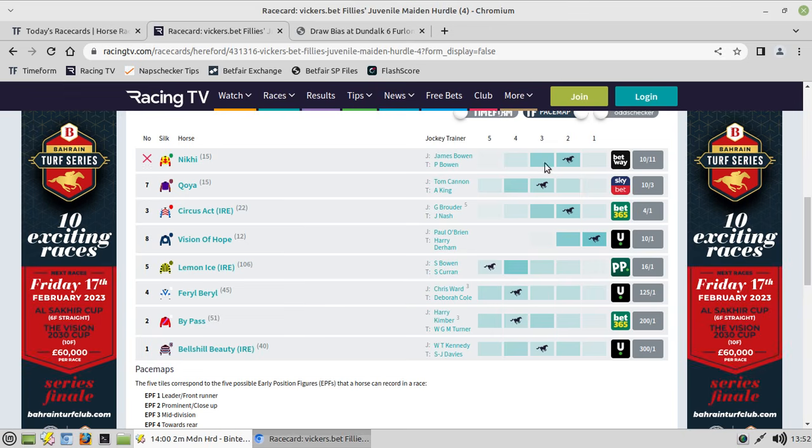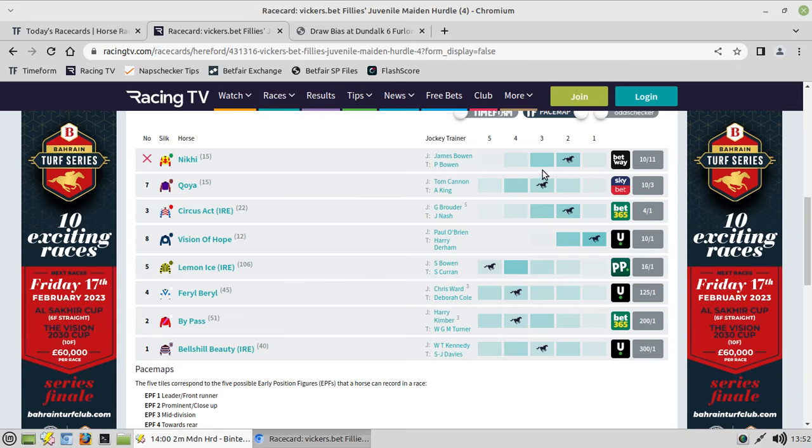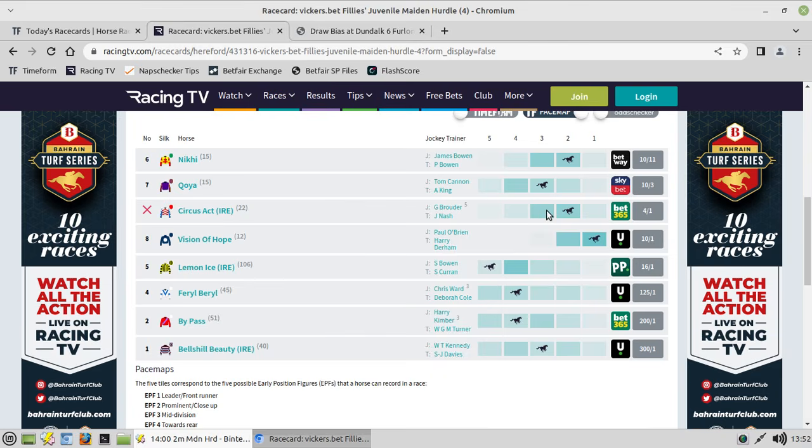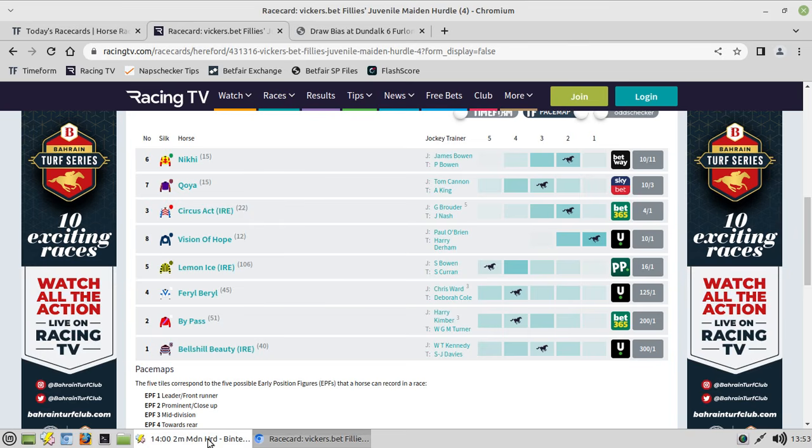And those two. Right, we'll do those two and insurance bets on those two. I don't know what the return will be on this, so we'll need to check on that first of all. So that's going to be Nikkei, Koya, Circus Act and Lemon Ice.